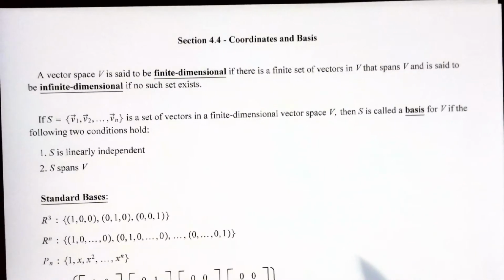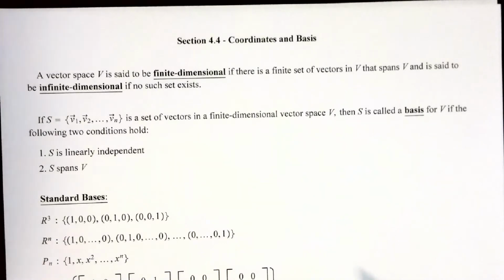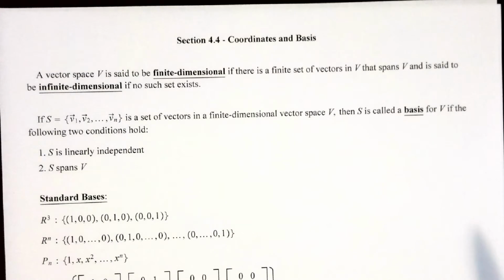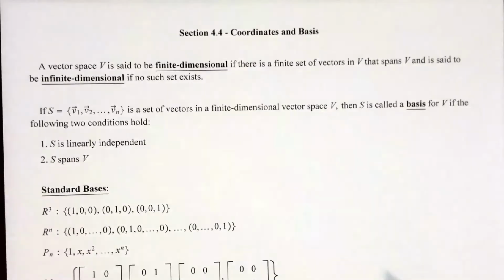And we're going to be mainly dealing with finite dimensional vector spaces, but there are some infinite dimensional vector spaces, especially when we talk about some of the function vector spaces. They are infinite dimensional. So what is, first of all, a basis?